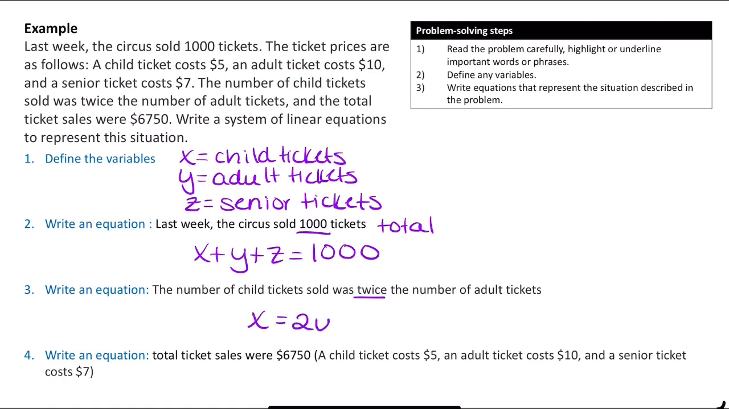So 2 times y. And then we have the total ticket sales was $6,750. So here's another situation where we're talking about the total. But I want you to notice the difference between this equation and what we're describing in this equation. Because here we're talking about just the total number of tickets, right? So how many actual tickets were sold.